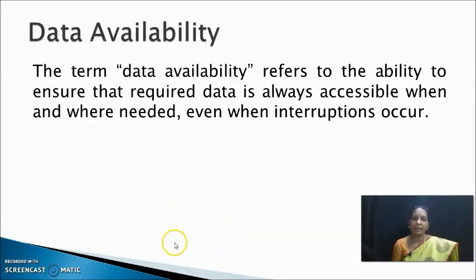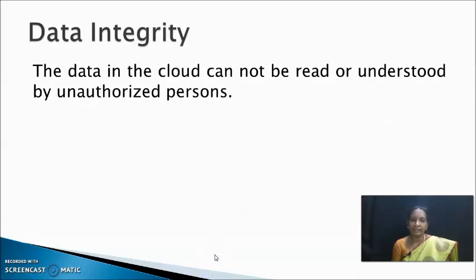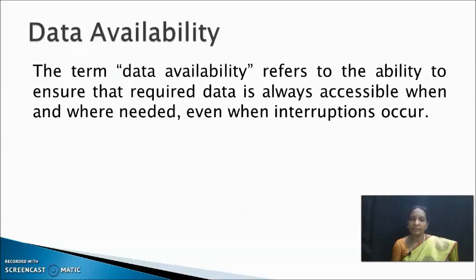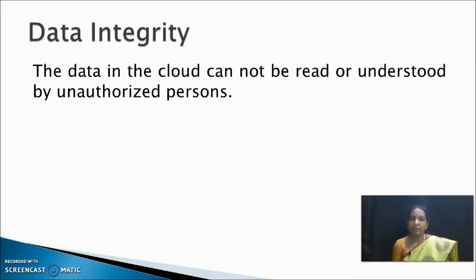The term data availability refers to the ability to ensure that required data is always accessible when and where needed, even when interruption occurs. Data integrity. The data in the cloud cannot be read or understood by unauthorized persons. This is known as data integrity. So when we talk about data security, quality of service, data availability, and data integrity should be maintained.